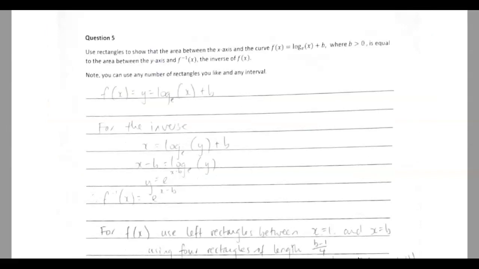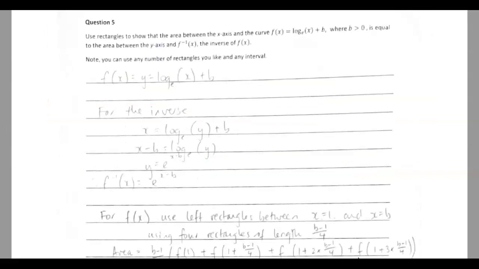All right, now last question in the first session. Let me just read it. Use rectangles to show that the area between the x-axis and the curve f of x equals log base e of x plus b, where b is greater than 0, is equal to the area of the y-axis. Oh, what a mouthful. Okay, so this question here, I didn't mind if you chose a value of b, and most of you who did this question just substituted in a value of b. With my solution, I've just left it in the general form of b.